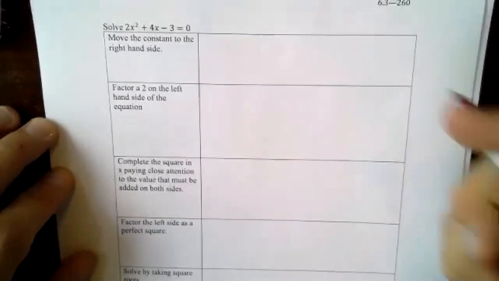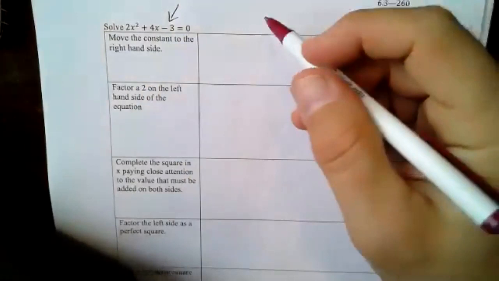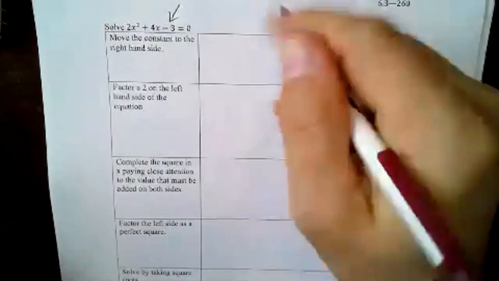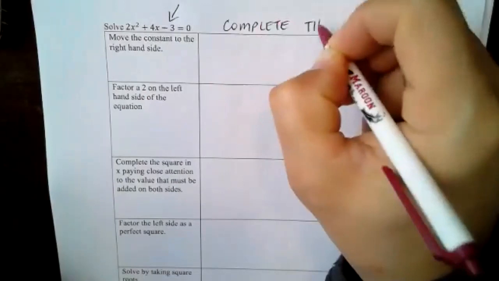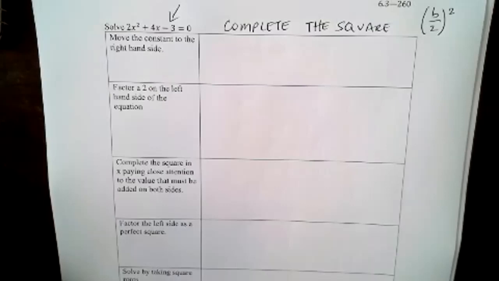So, obviously this little C term is going to mess up the problem. And so we're going to have to move it out of the way in order to make this thing manageable. So we're going to have to use completing the square. Now remember, when you hear the words completing the square, you need to automatically think B over 2 squared, right? You need to think these are synonymous with each other.